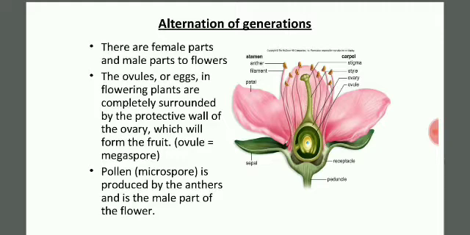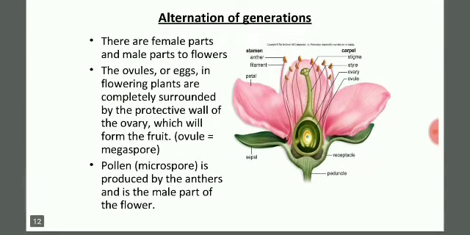When the pollen from anther, from male part of a flower, comes to ovule, it will be fertilized and it will be zygote. And zygote will develop into fruit. Very good. So, they have also sepal and petal. Sepal is green part, petal is pink part. And pollen, we can say also microspore. It is, as we said, produced by anthers, and it's a male part of the flower.